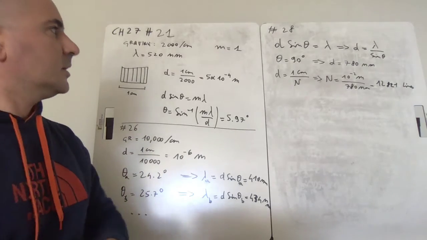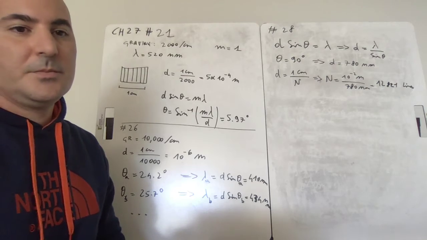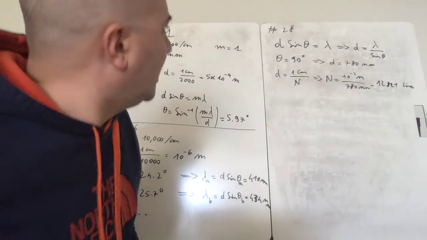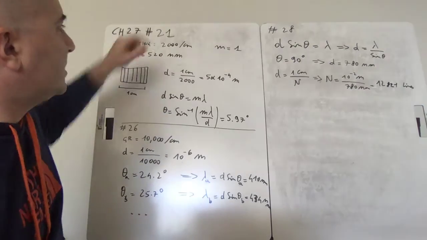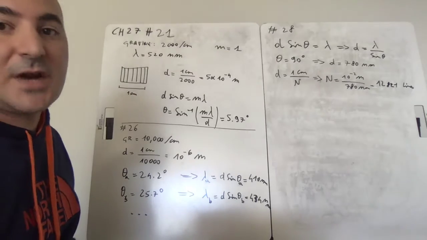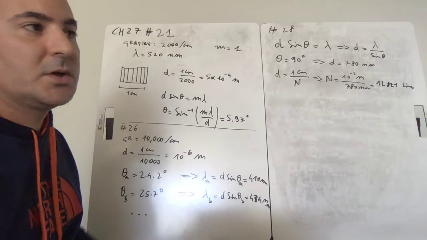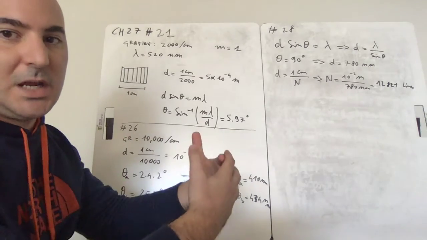Good afternoon again. Let's continue our chapter 27, problem solving. I have three problems here for you. The first one is number 21, and the topic here is slit diffraction. So gratings, and what happens when light passes through a grating.